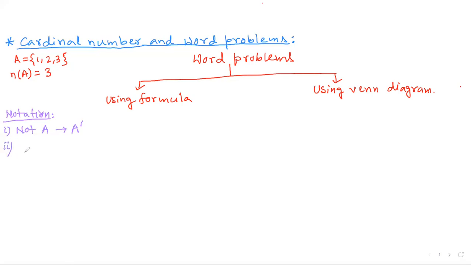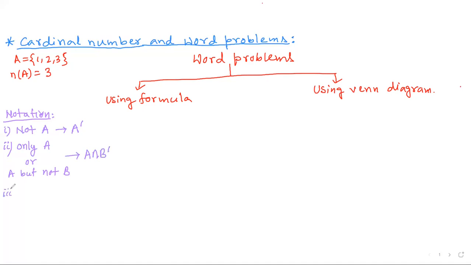Next, I'm coming to the next notation, that is called only A. What is the meaning of only A? Or you can say A but not B. Only A, or in another language A but not B, is equal to, what is the notation? The notation will be A intersection B complement.